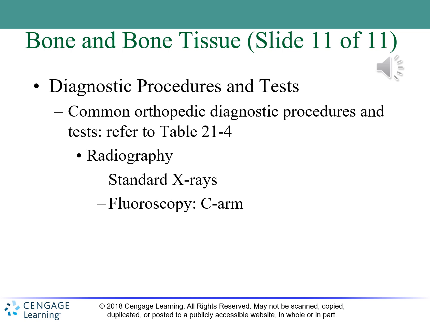Okay, now we're over to 905, the diagnostic procedures and tests. But before we get to that, there's that table 21-3, top right corner, types of casts. Put a big old star next to that. You need to know your different types of casts. The short, long, short arm, short leg, long leg. Those are pretty self-explanatory, but make sure you know that hip spica cast.